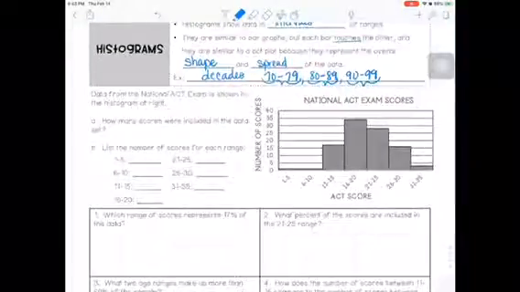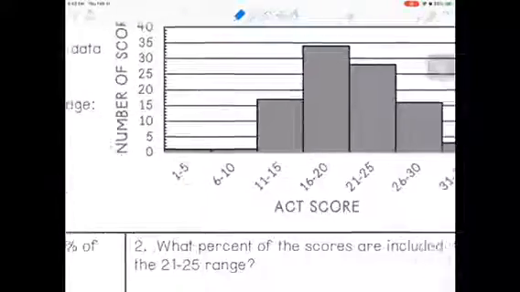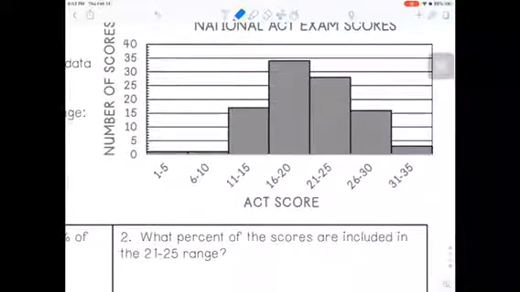All right, so let's take a look at the National ACT exam scores. It says data from the National ACT exam is shown in the histogram at the right. How many scores were included in the data set? So in order for us to figure that out, we would have to find how many scores each bar represents. So when we're looking at 1 to 5, it looks like, if you look closely, that's 1 score. 6 to 10, that's also 1 score. 11 to 15, I think that's the one we just did, and we said that was 17 people.